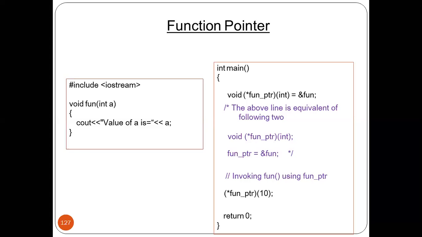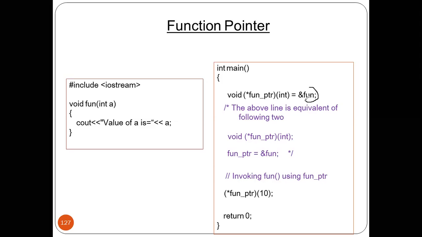So what is the meaning of this? It is void (*pointer variable)(int), which is of type integer, and which will hold the address of this function. Up till now we have seen pointer to variable, pointer to array, pointer to object. Now we are moving to function, how we can point to a function. So what does it mean? This function, whatever we are including, will have a memory location.